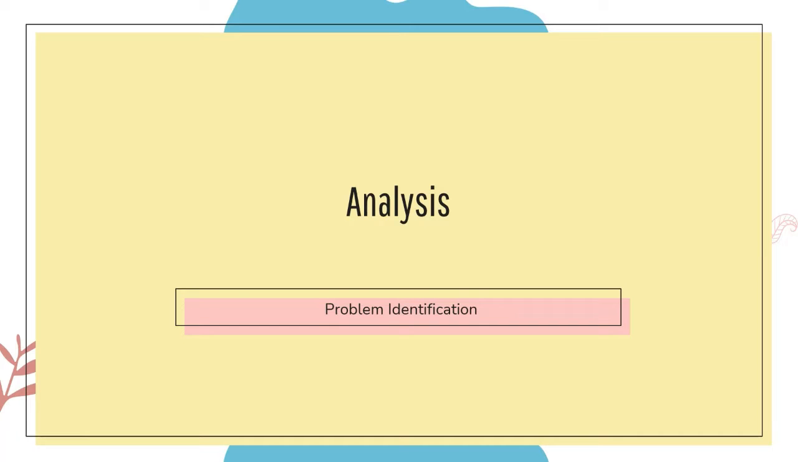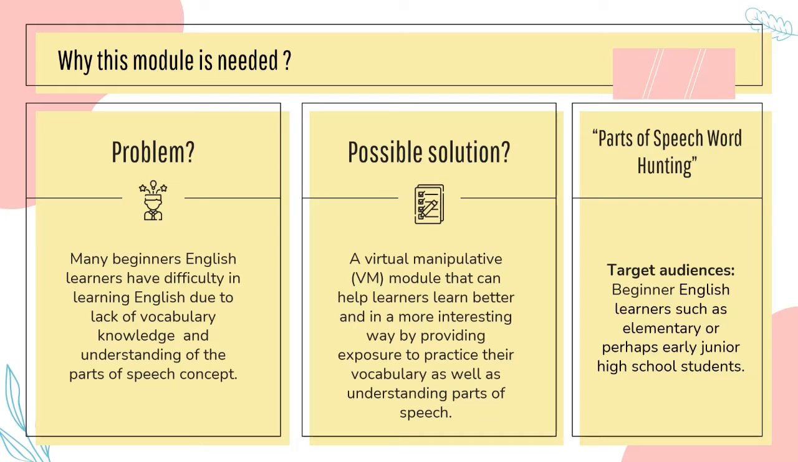The first one is the analysis stage, which is about problem identification. Why is this module needed? To answer this question, I would start with the issue that I found from my observation and my experience. Vocabulary knowledge and part-of-speech knowledge are very important in learning English because they play an important role in sentence formation.